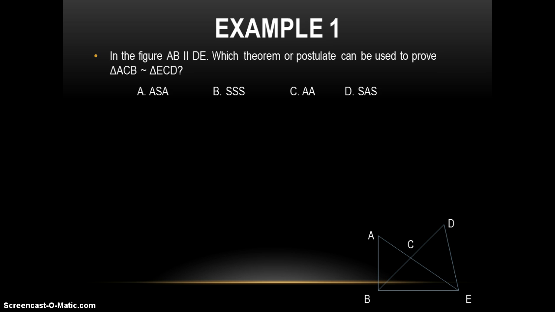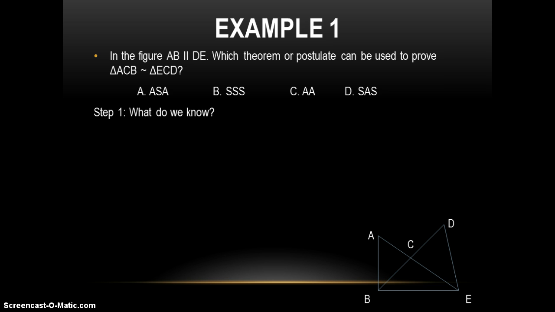Example 1. In the figure, AB is parallel to DE. Which theorem or postulate can be used to prove that triangle ACB is similar to triangle ECD? Now right off the bat, we should know that A is the wrong answer, because there is no ASA postulate or theorem with similar triangles.